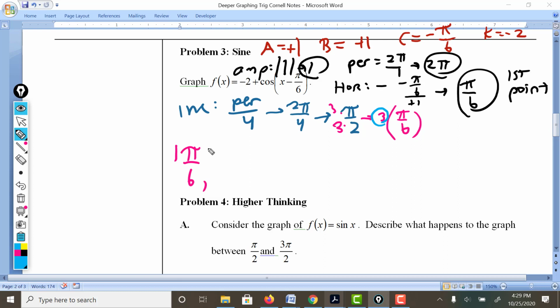In other words, if we were to add 3 to this, this is going to be 4 pi over 6. And then if I were to add another 3, it'd be 7 pi over 6. Then add another 3, it would be 10 pi over 6. And if I were to add another 3, it would be 13 pi over 6.